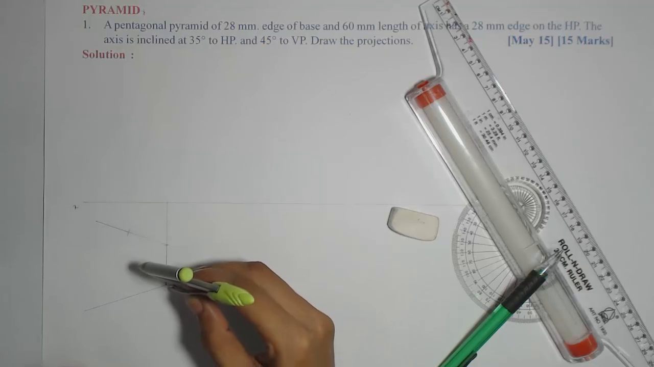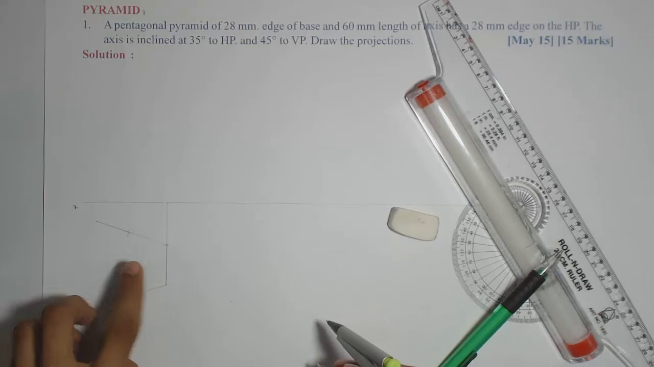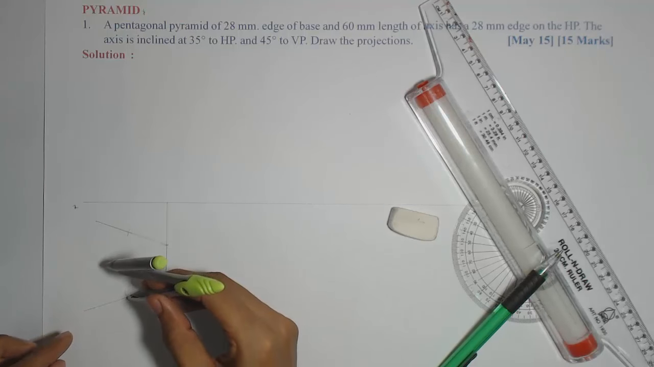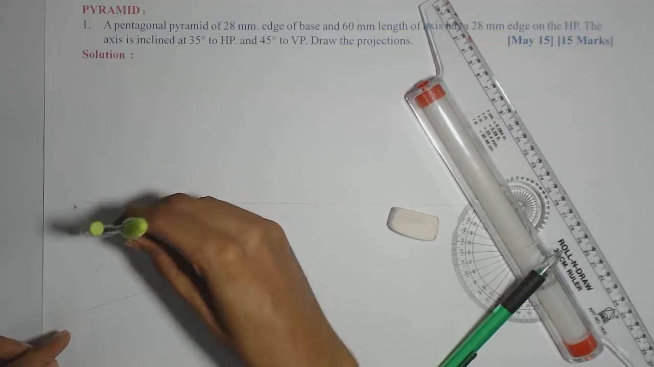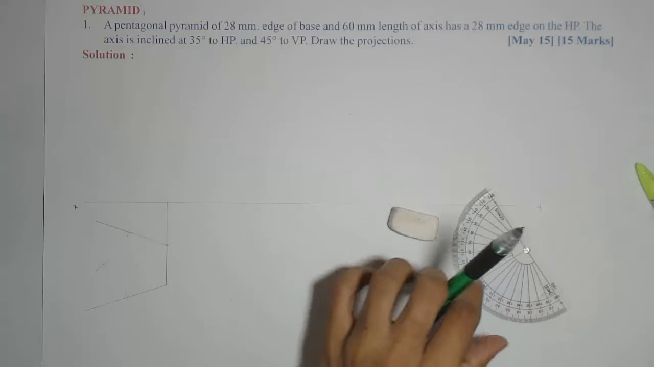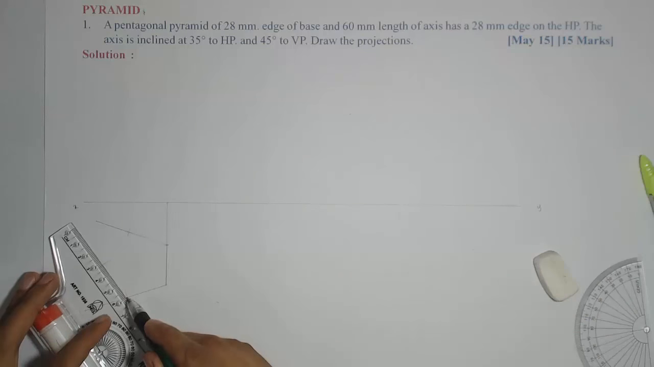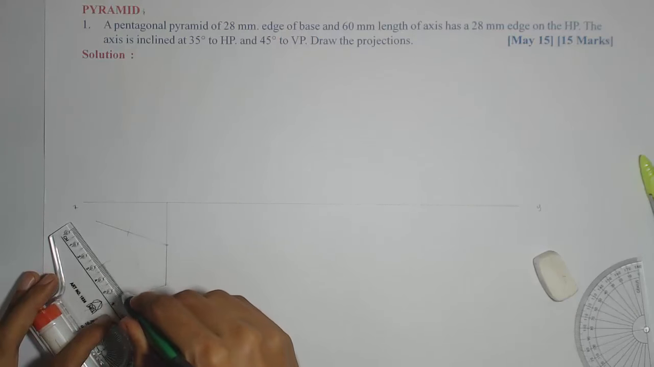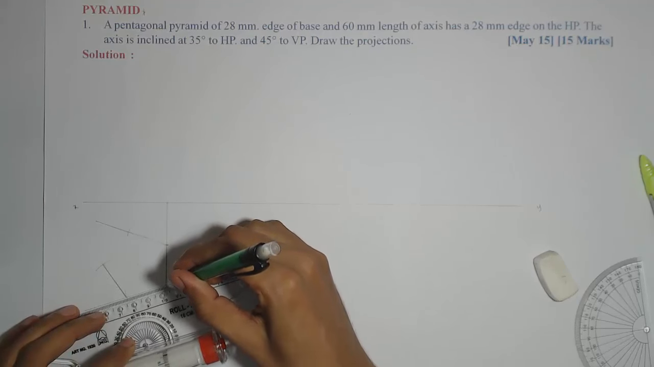This is one of the cases of keeping the base. In some of the cases you need to keep the corner on right hand side and base edge on left hand side. But here as per the requirement of this problem, we need to keep the base edge on right hand side because one of the base edges is given in the HP. Now we'll complete the pentagon. Obviously, since the entire base is kept on the HP, it will be seen as a true shape, which is this pentagon in top view. So that's why we are drawing it below the XY line.